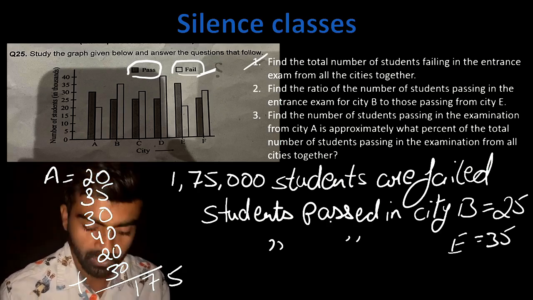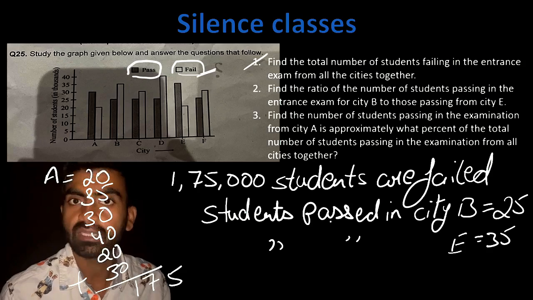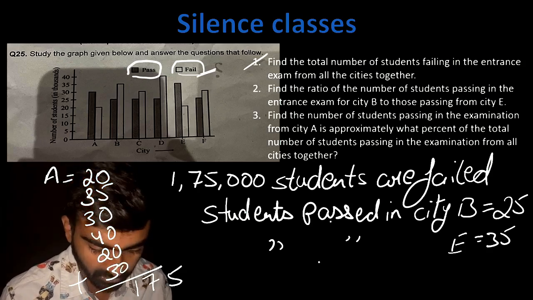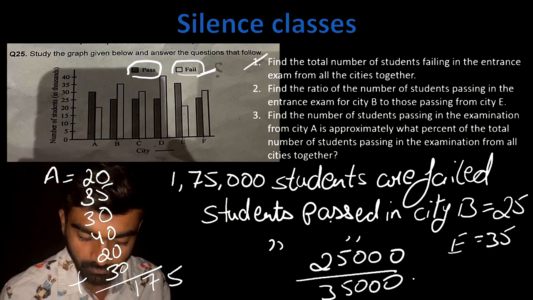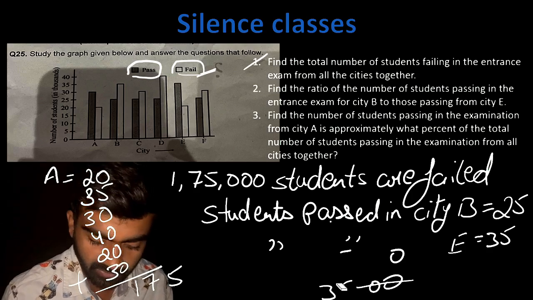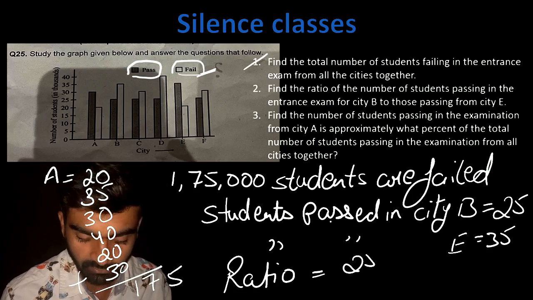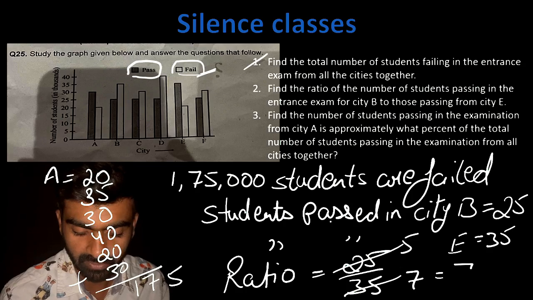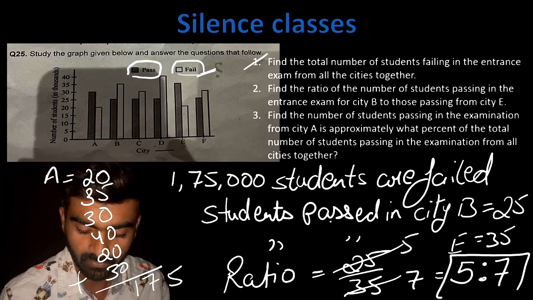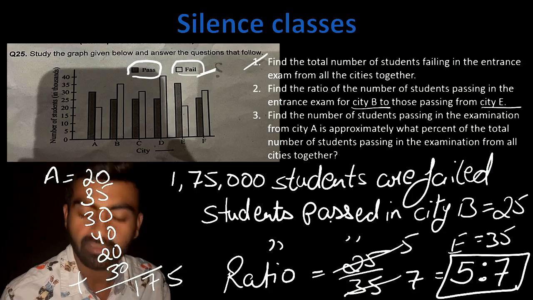Okay, so now we have to find the ratio. We can write 25,000 upon 35,000. We can cut 3 zeros by 3 zeros like this. Or we can directly find it: ratio is equal to 25 upon 35. 5 fives are 25 and 5 sevens are 35. It will become 5:7, and this is the ratio of city B and city E.